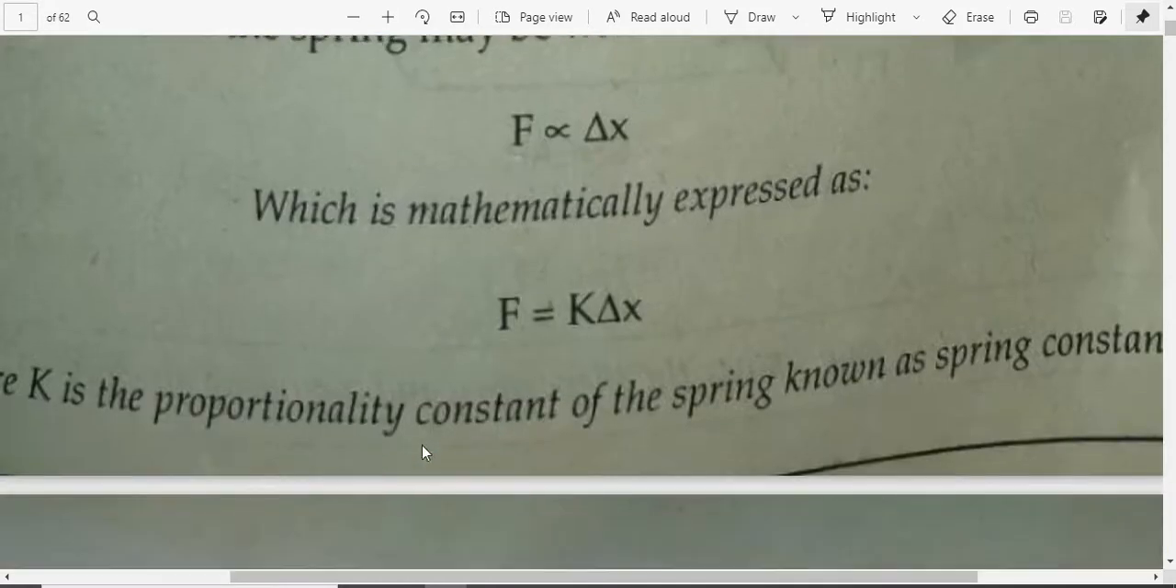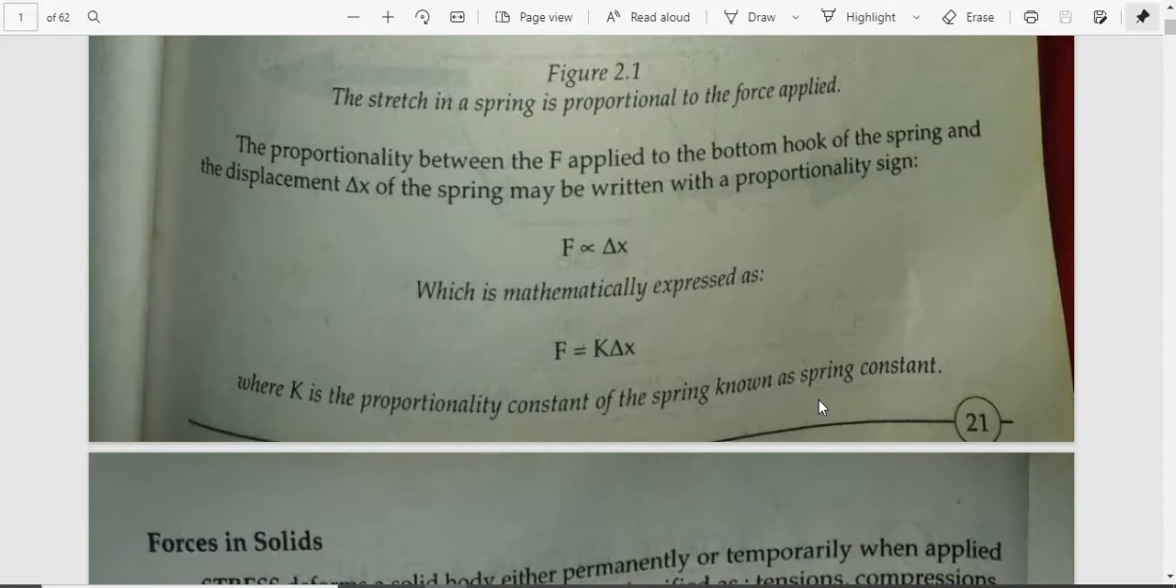Okay? Where k, zoom out now. I forgot. What is this coffee? Okay, so where k is the proportionality constant of the spring, known as your spring constant. Usually, if you see the letter k in your equations, it signifies a constant.